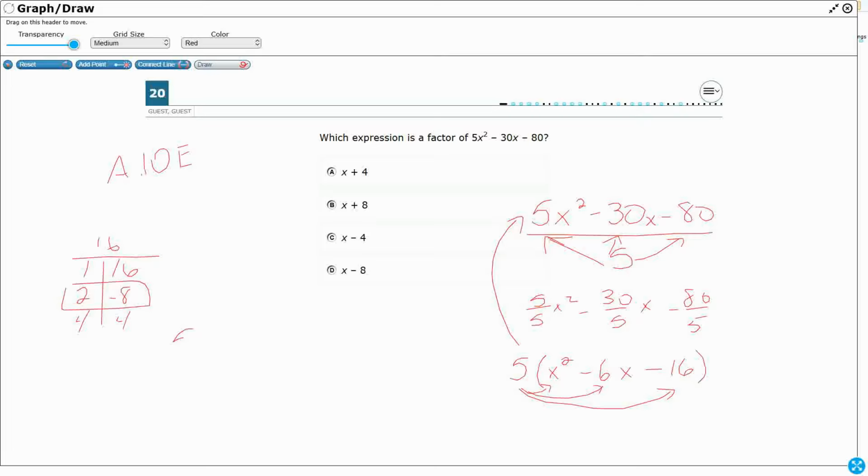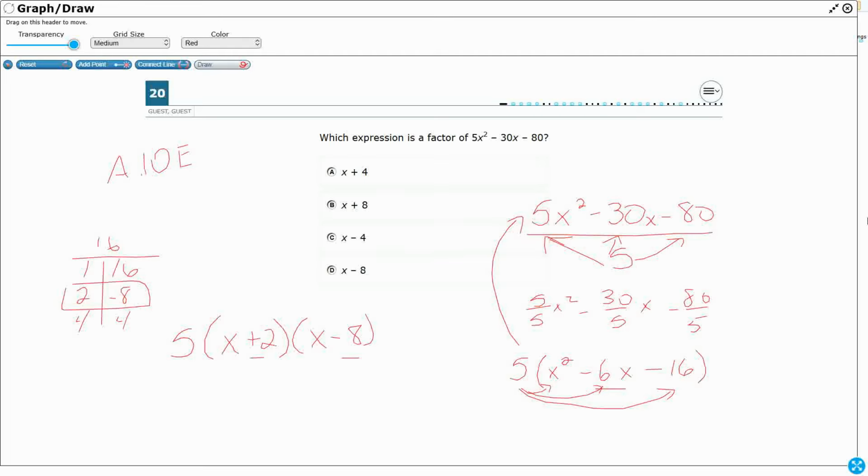So let's look at it like this now. I have to keep that 5. I've got x plus 2. I need this to be positive, and I need this to be negative. The reason I want this to be negative is because that negative 8 is going to make a negative 8x, and then the 2 is going to make a positive 2x. That's going to give me my negative 6. And then I've got my negative 2 and my negative 8. That gives me my negative 16. So I have to look at all of that.